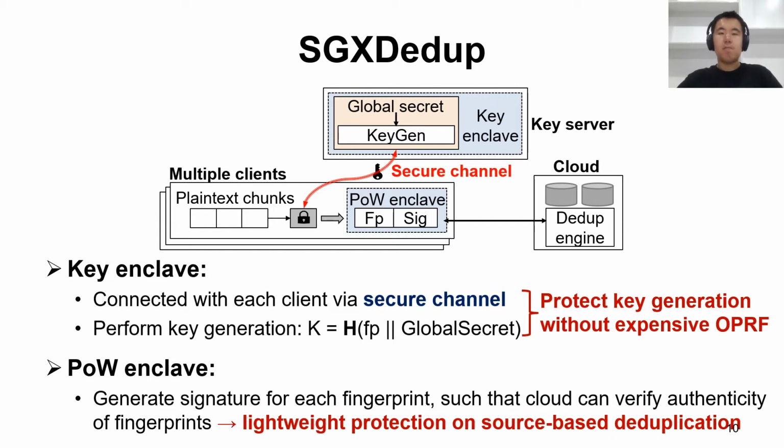This mitigates the performance overhead of OPRF while preserving security, since the whole key generation process is oblivious to the key server. The POW enclave operates on ciphertext chunks and protects source-based deduplication. For each ciphertext chunk, it computes the fingerprint and generates the corresponding signature, which can be verified by the cloud. This ensures that a malicious client cannot fake fingerprints anymore, while mitigating the performance overhead of POW.